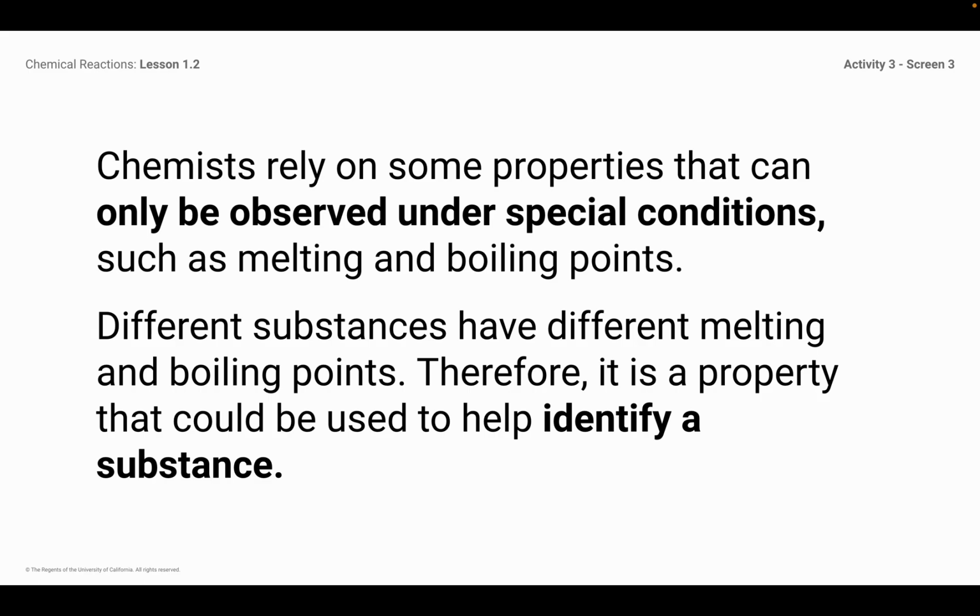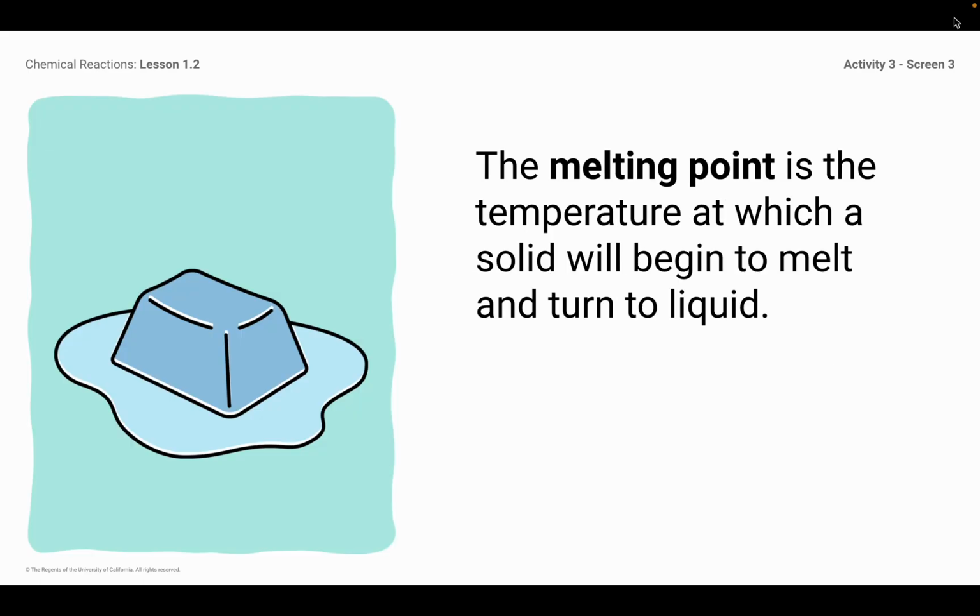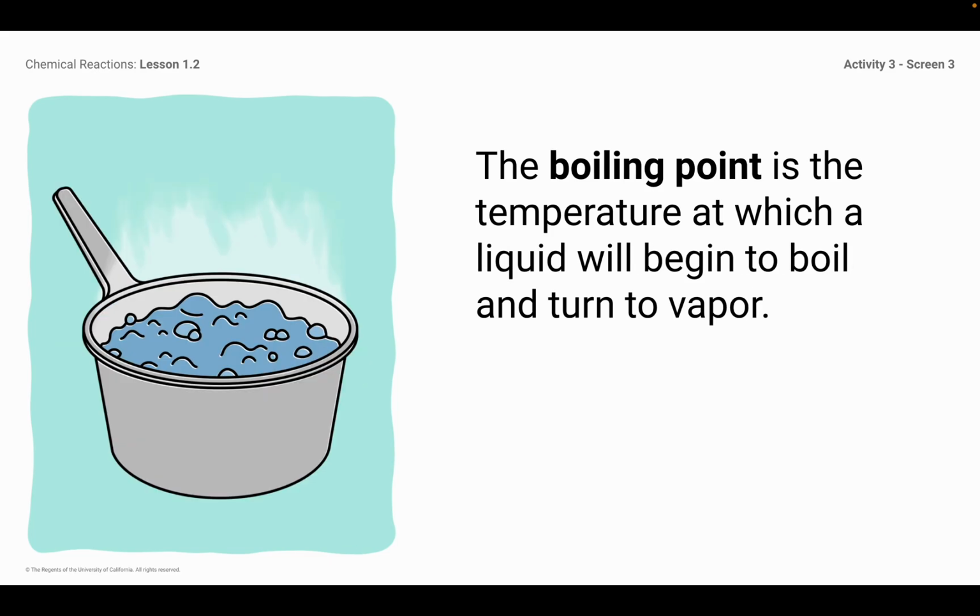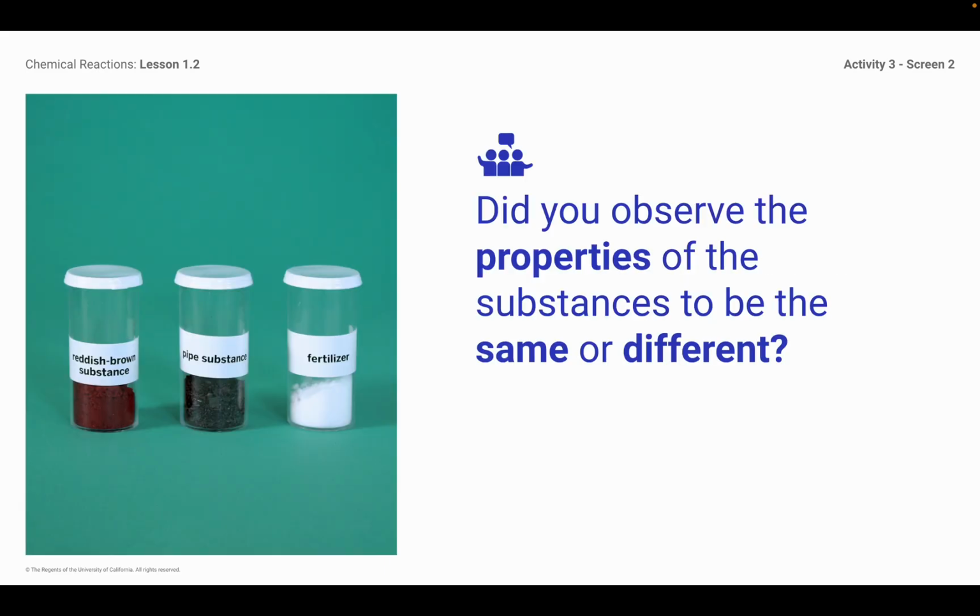So chemists rely on some properties that can only be observed under special conditions, such as melting and boiling points. We can only observe those if we're adding heat. Different substances have different melting and boiling points. That's one way that scientists can identify an unknown substance. So it's a property that could be used to help identify the substance. The melting point is the temperature at which a solid will begin to melt and turn into a liquid. And the boiling point is the temperature at which a liquid will begin to boil and turn into vapor. We could not observe those from our observation today, so we didn't.